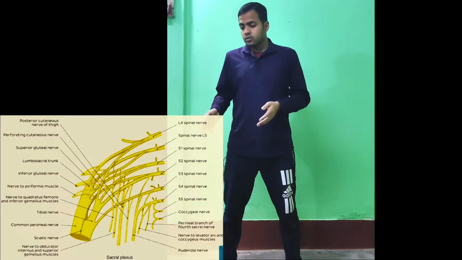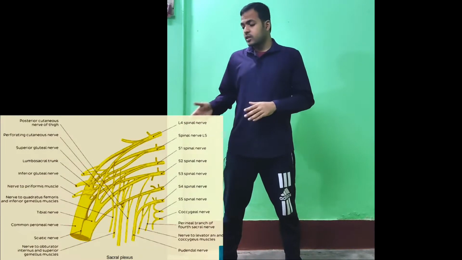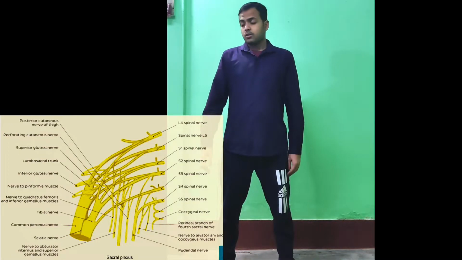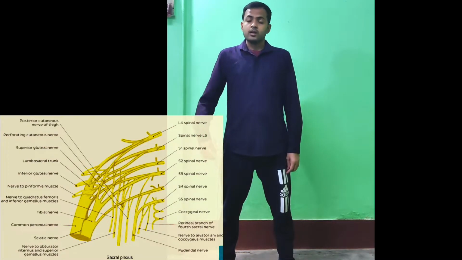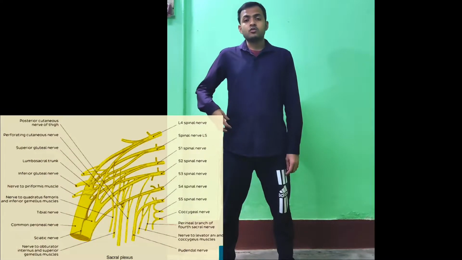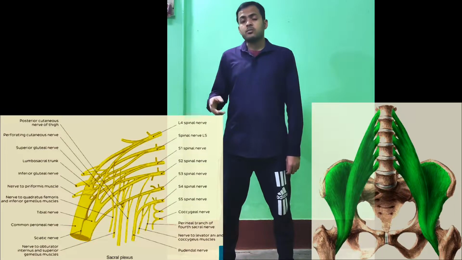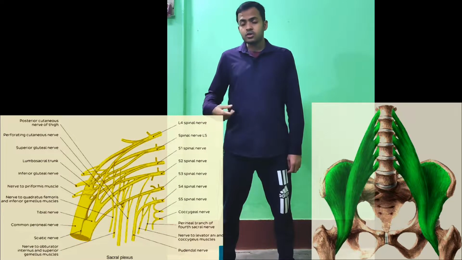Okay, so let's start from this photo. As you can see, this is a photo of our sacral plexus. First of all, the nerve to iliacus. Now this nerve supplies the inside of our pelvis. There are two muscles, one is iliacus, another is psoas. So this nerve supplies both of these muscles, I mean the ilio-psoas group of muscles.